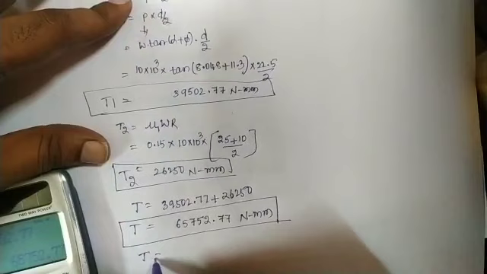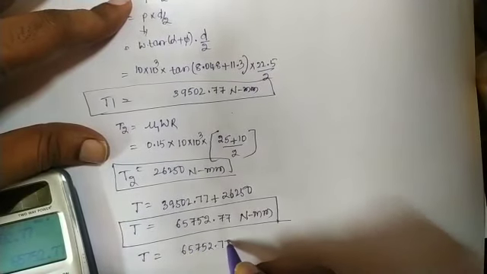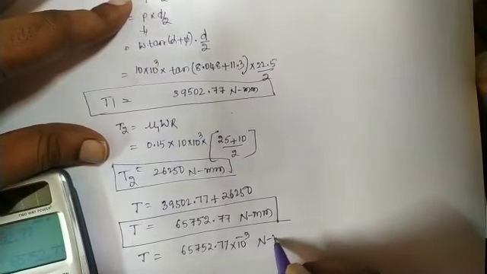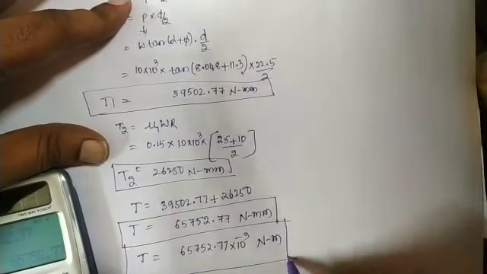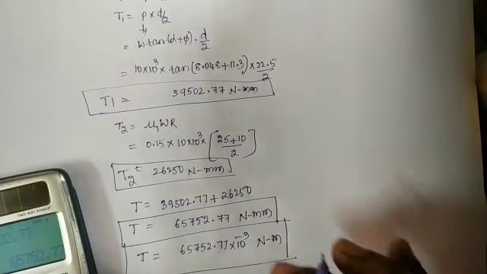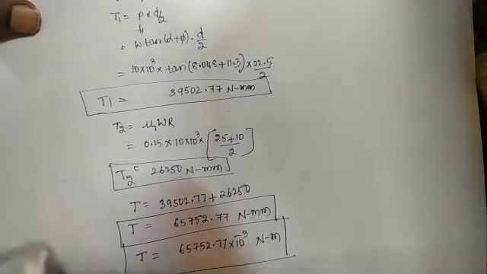So convert into meters: 65,752.77 into 10 power of minus 3, so Newton meter. This is the procedure of calculation of torque. Then next, the second condition. What is the second condition? Calculate the different types of stresses.